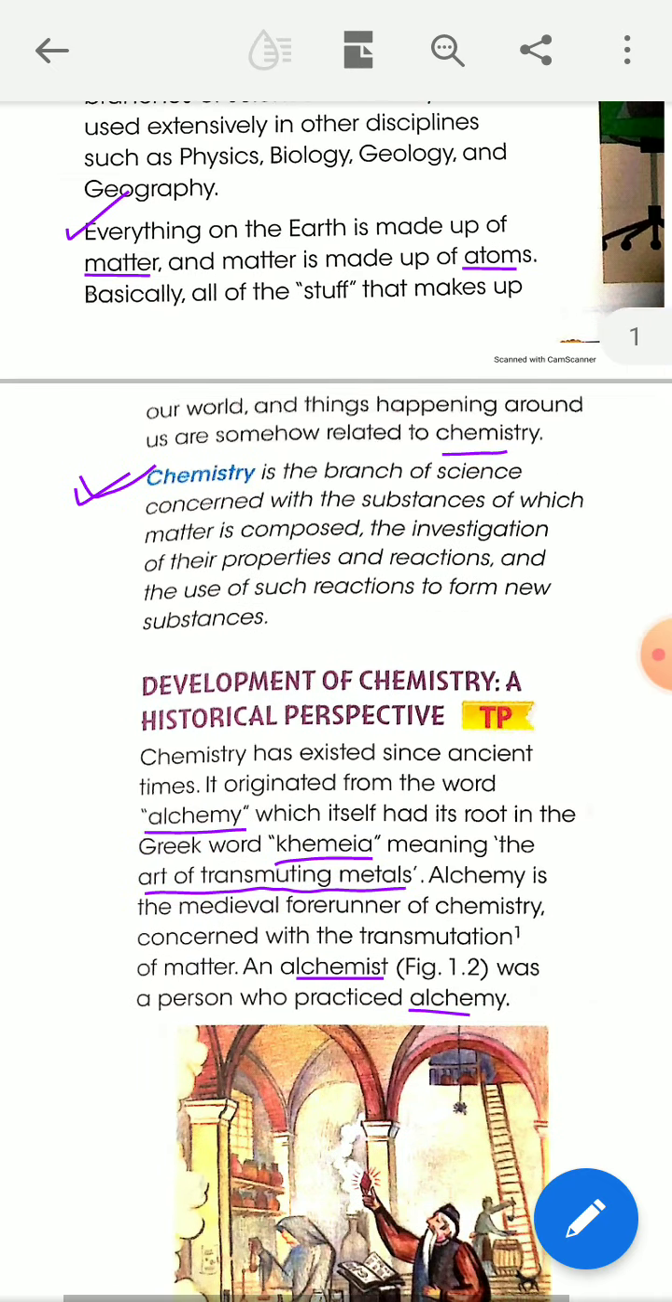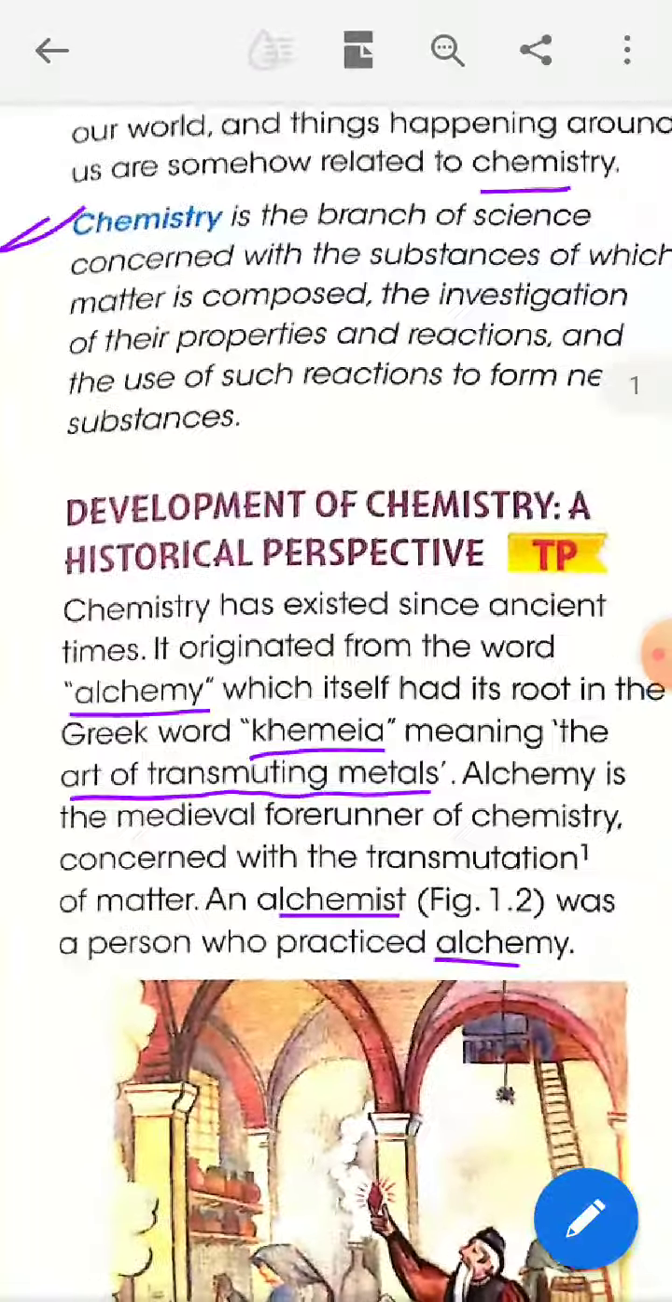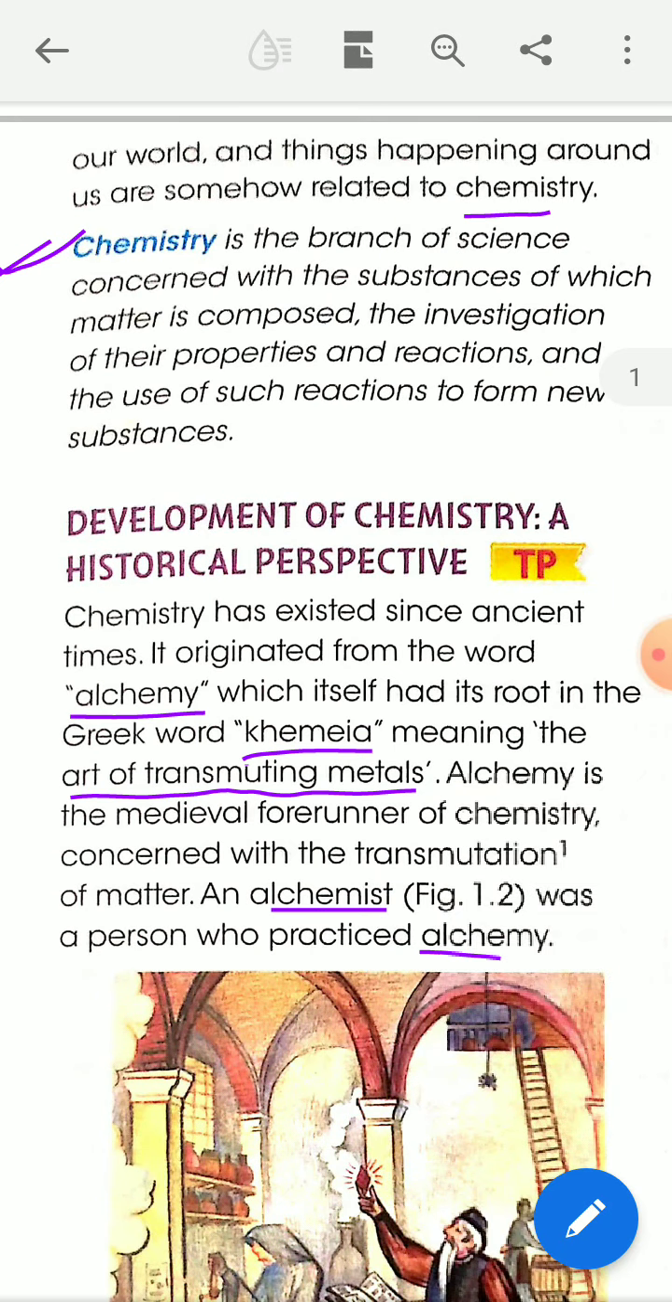So the actual definition of chemistry: chemistry is the branch of science concerned with the substances of which matter is composed, the investigation of their properties and reactions, and the use of such reactions to form new substances. Okay, this is the actual definition of chemistry.